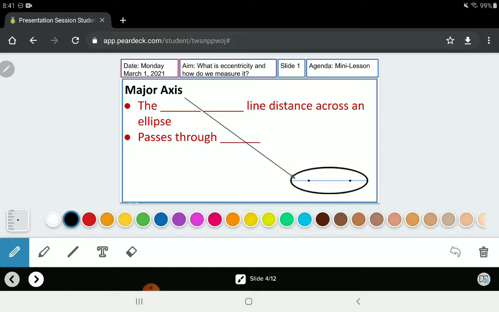Our next vocabulary word is going to be the major axis. And the major axis, as you can see, is this line. I'm going to go ahead and highlight it for you. This long line is the major axis. It is the longest straight line that you can draw through an ellipse. So you can draw plenty of other lines. You can draw a line like this, or this, or this, but that pink line is going to be the longest line, and that is our major axis. Our major axis actually passes through both foci.